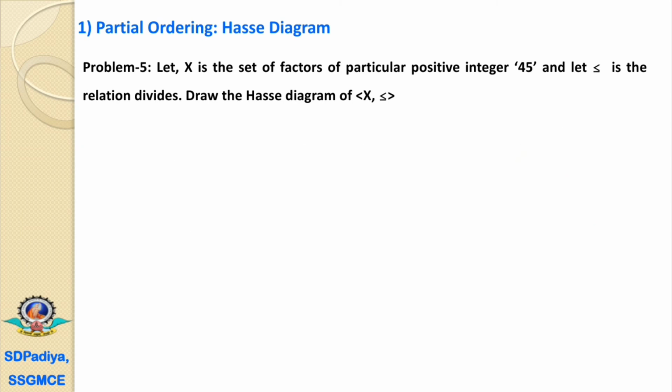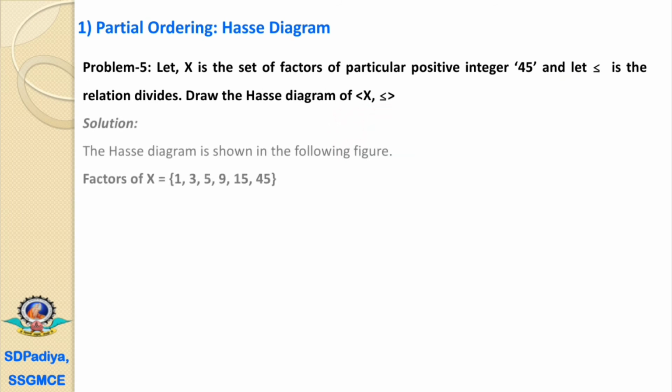Next problem. Let x be the set of factors of a particular positive integer 45 and let the partial order relation be the relation divides. Draw the Hasse diagram of the partial ordered set x. If we find the factors of x, that is the factors of 45, then it is the set of 1, 3, 5, 9, 15 and 45.